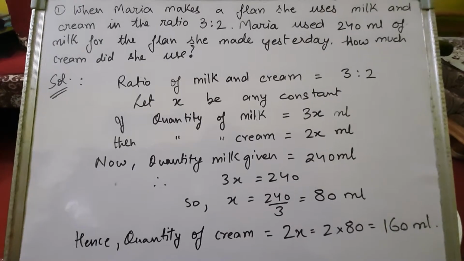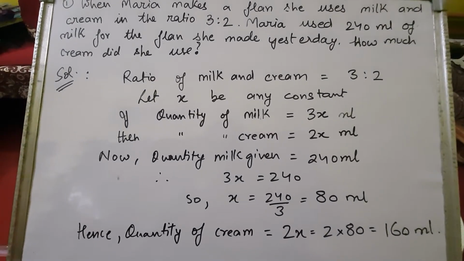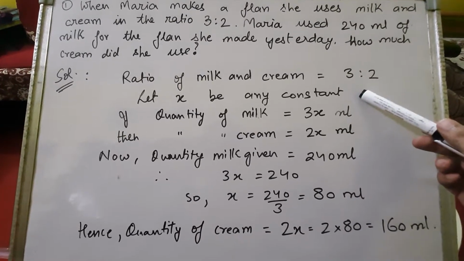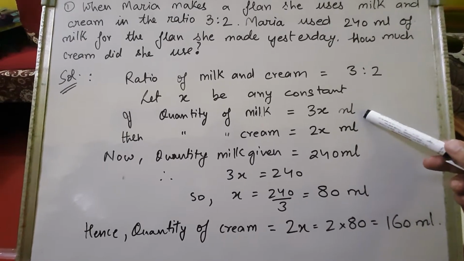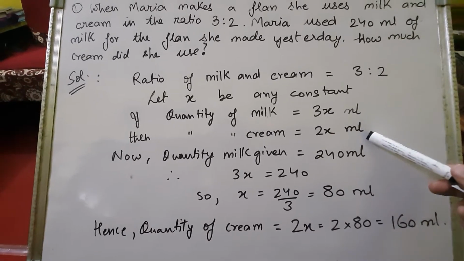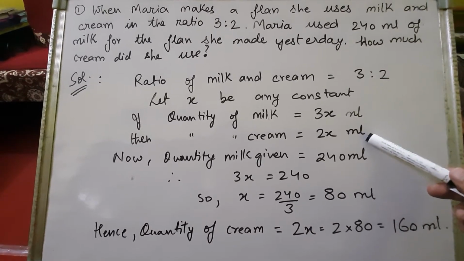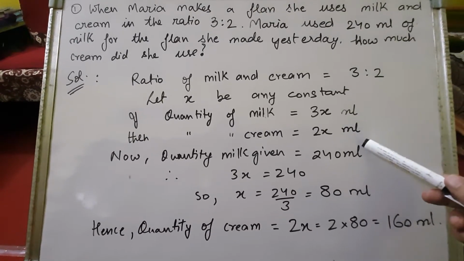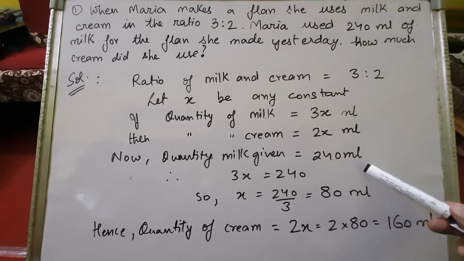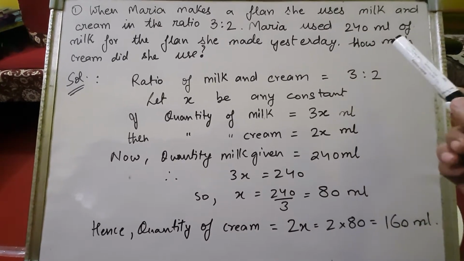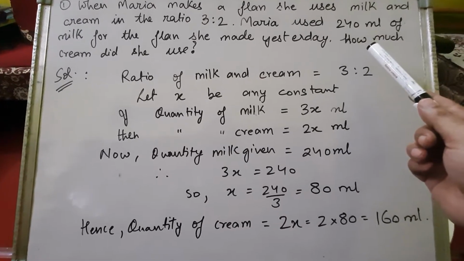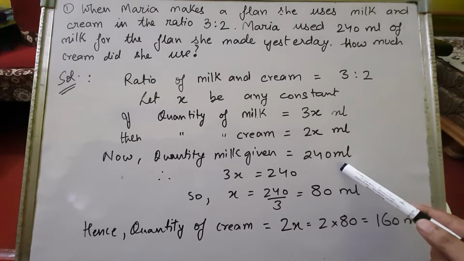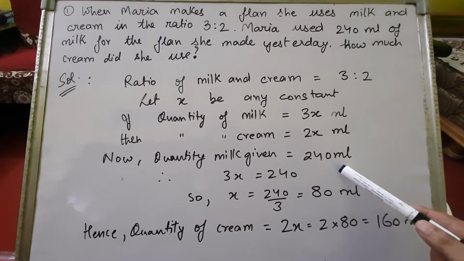Now, children, pay attention. The ratio of milk and cream is 3:2. So, what we'll assume, let x be any constant. So, if we assume the quantity of milk is 3x, then quantity of cream will be 2x. Right, children? Quantity of milk 3x, so quantity of cream 2x. Now the quantity of milk used is 240 ml given, which she used yesterday for the flan, right?